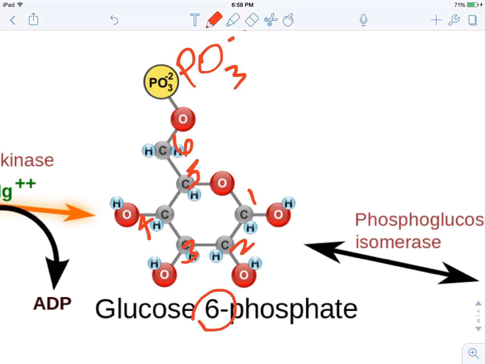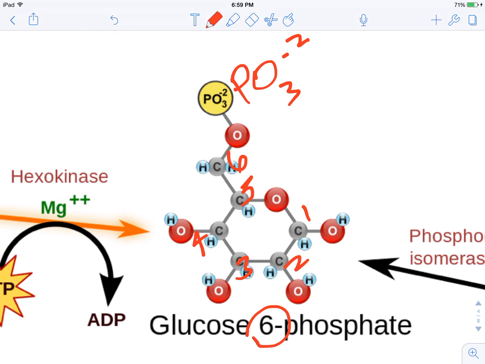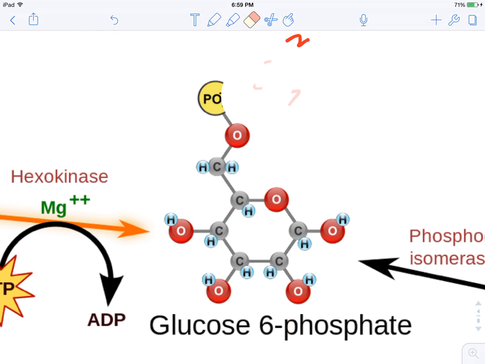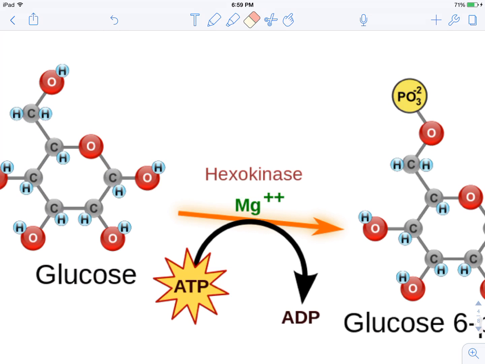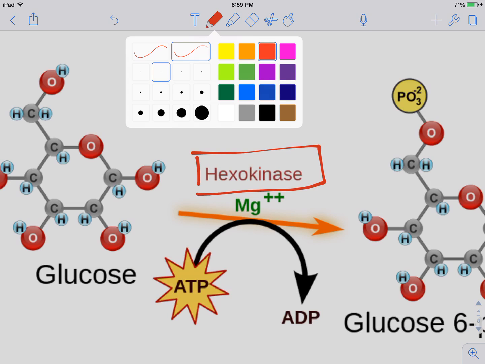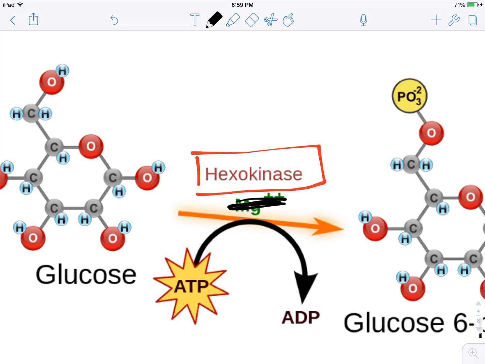Do you see the relationship here with the name and the location of the first phosphate group attached to glucose? Now, there's something else I want you to notice here. This first step has an enzyme called hexokinase. For now, I don't want you to worry about magnesium here. Let's just look at the hexokinase.